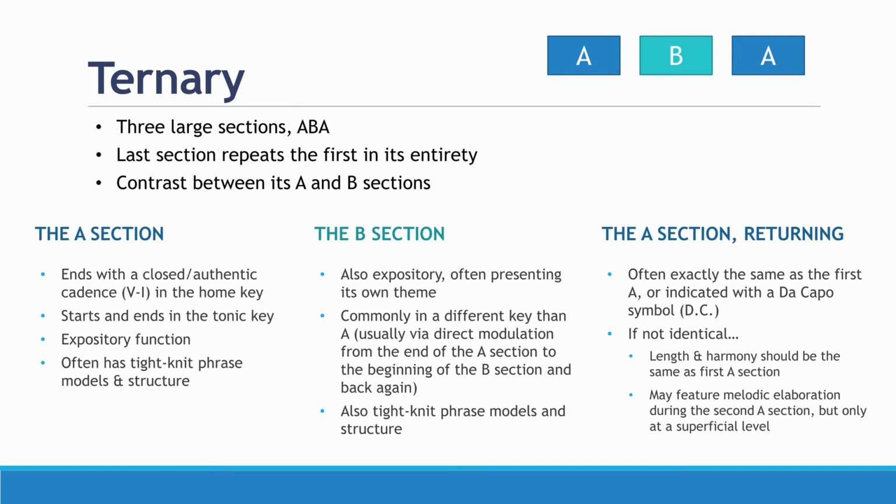All right, let's talk about the return of our A section. The A section, when it returns, is often exactly the same as the first A. In other words, it literally looks like a copy and paste. There are times when it does have variation though, and I'll get to that in just a sec. When A comes back, it's very often indicated with a da capo symbol. So like you get to the ending of your piece, you have a D.C. al fine or something thereabouts, and then you go back and you repeat.